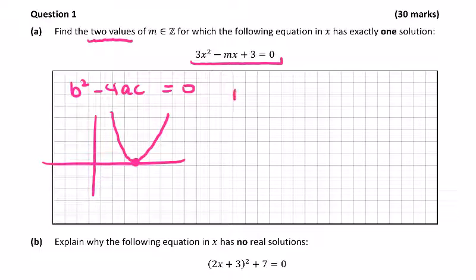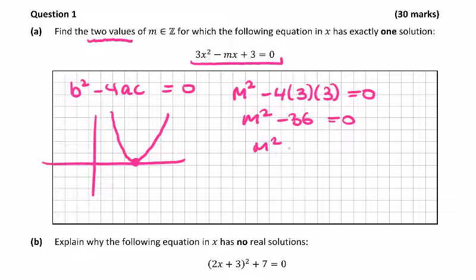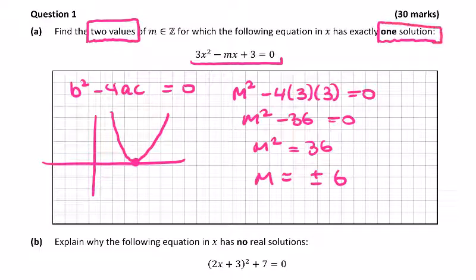So b squared is going to be m squared minus 4 by 3 by 3, which will be equal to 0. So you're going to get m squared minus 36 equal to 0. M squared equals 36, so m is equal to plus or minus 6. Exactly one solution. So we have our two values for our one solution.